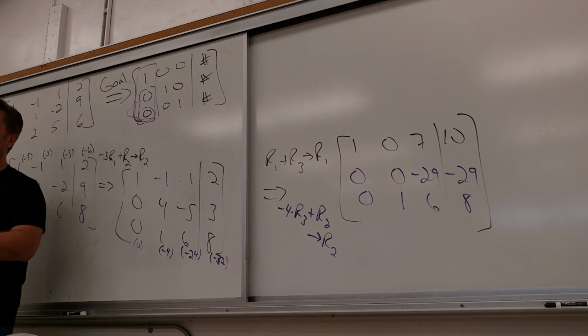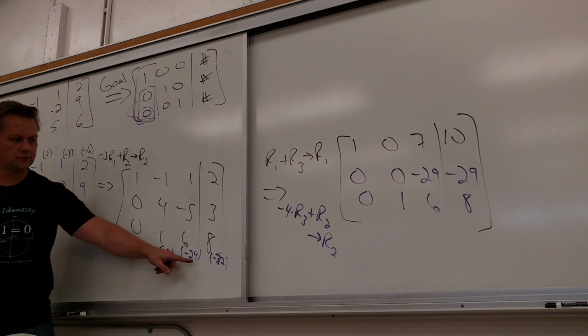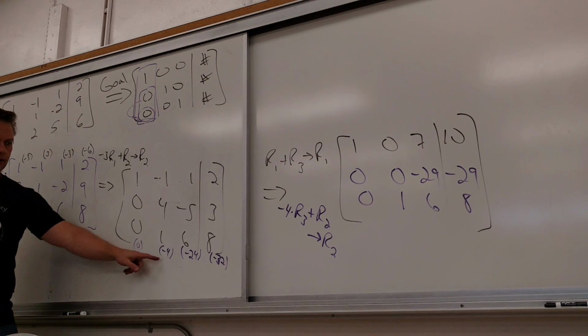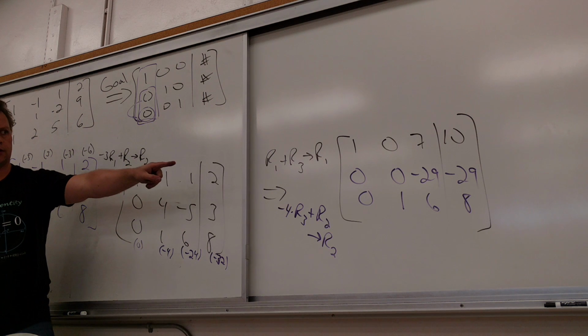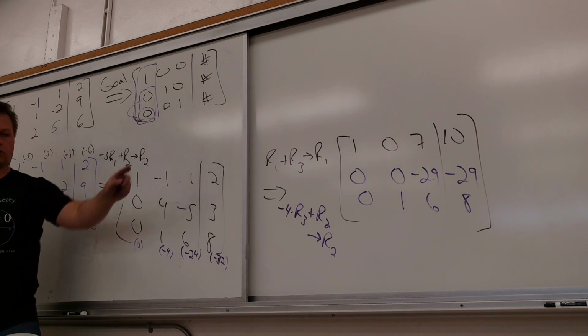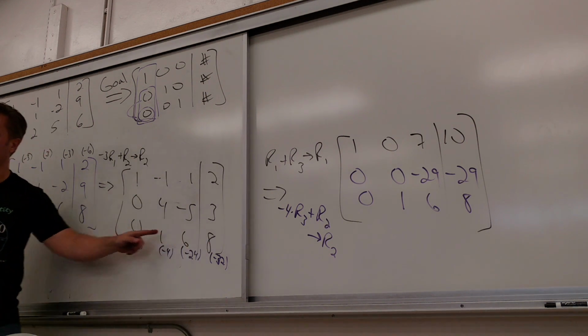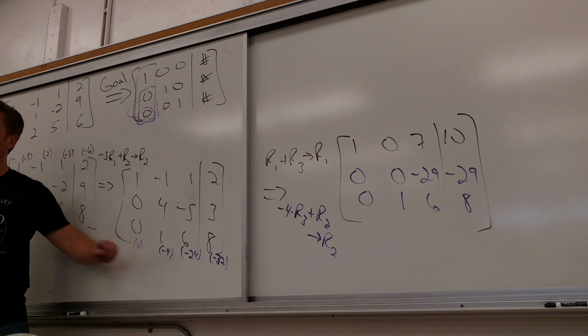So here's negative 4 times row 3 right there, right? And then I added that to row 2, and I put the answer in row 2. Row 3, I left the same way it was. I just undid this.